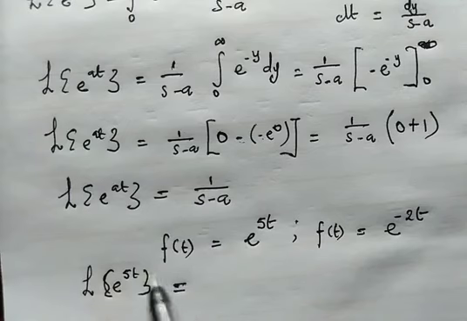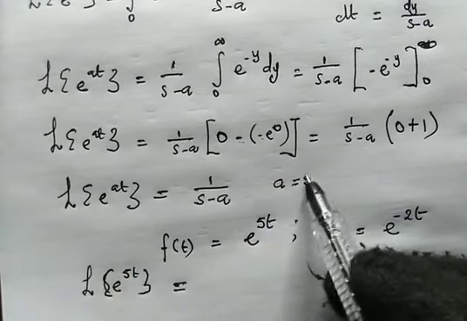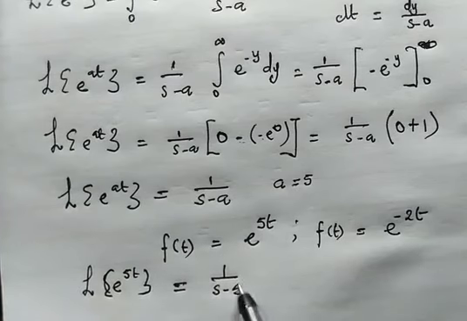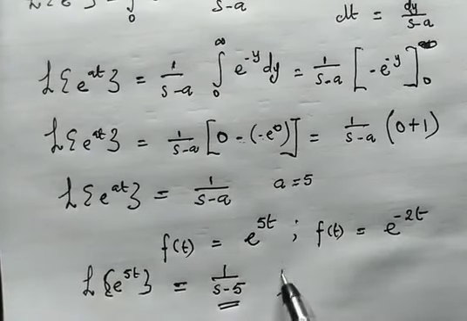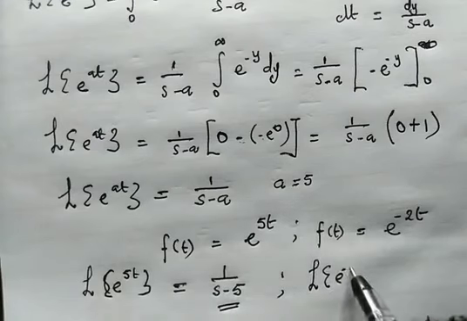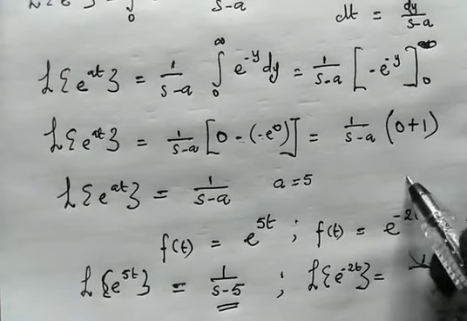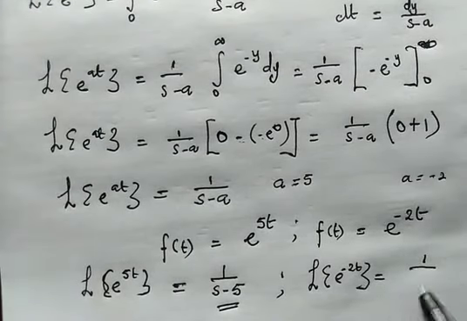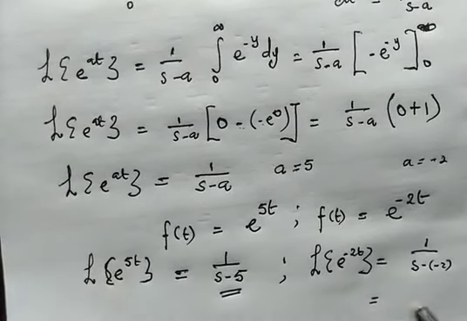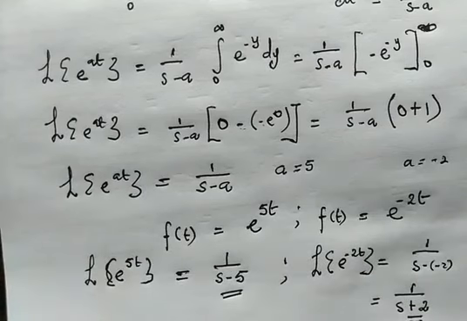Now, for the first one, the Laplace transform of e to the power of 5t, a is going to be equal to 5, and when you put a equal to 5, we get 1 over s minus 5. And this is the right answer. And on the other side, the Laplace transform of e to the power of negative 2t, a is going to be equal to negative 2, and that will be 1 over s minus negative 2. This simplifies to 1 over s plus 2. And this is the right answer.